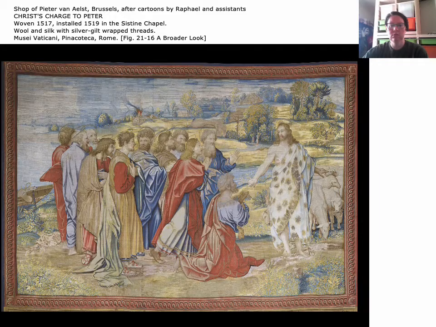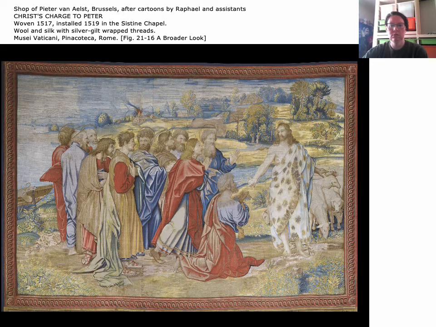So here's the tapestry. You can clearly see that St. Peter is now kneeling and is receiving a charge from Jesus. And of course, his garment has been changed from the yellow and blue, or the gold and blue, to red and blue. And then you can see Jesus's garment now has this starburst pattern all over it, when originally he wore just a simple plain white garment.